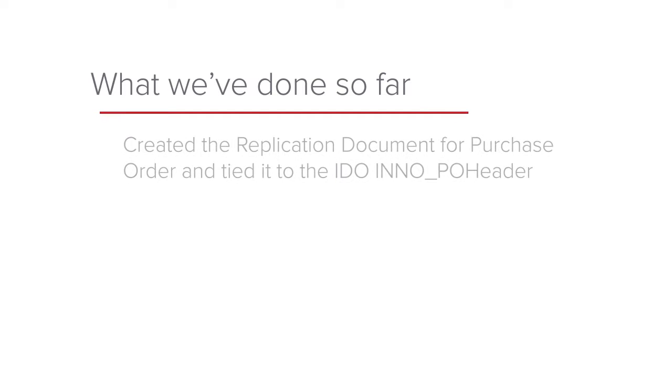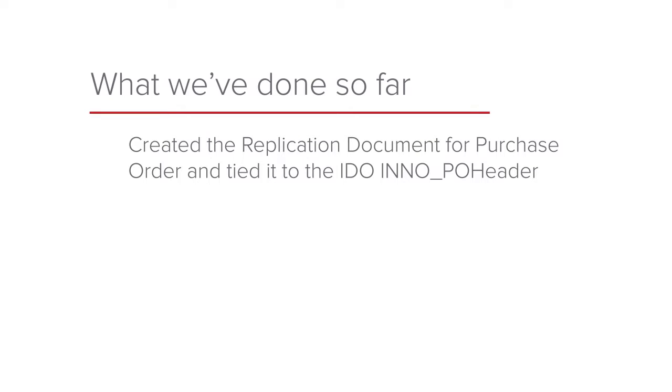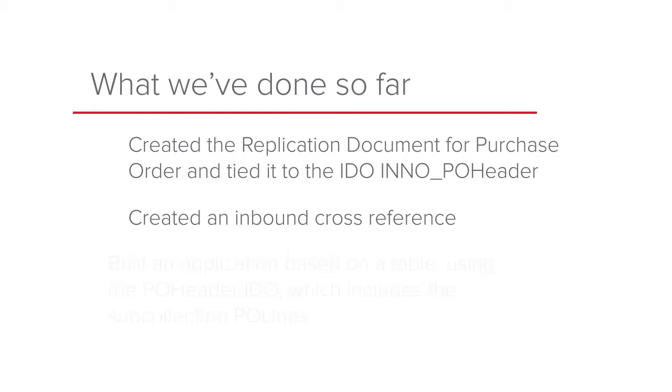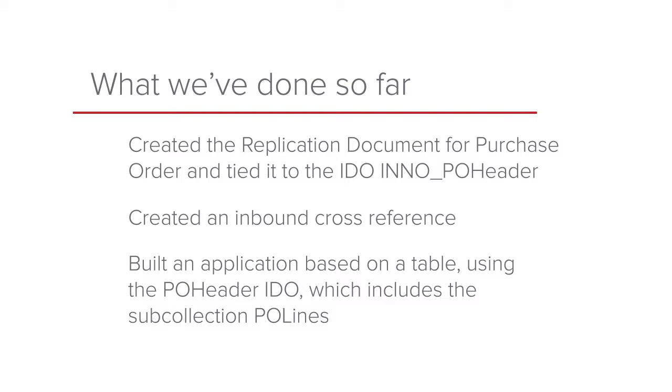We created the replication document for purchase order and tied it to INNO_PO header. We then created an inbound cross-reference so that when we received a sync purchase order, we will receive the purchase order information. We also built an application on top of a table, which is on top of the purchase order header IDO, which has a sub-collection of PO lines. We now have all the pieces to receive a document and place the information into our table.